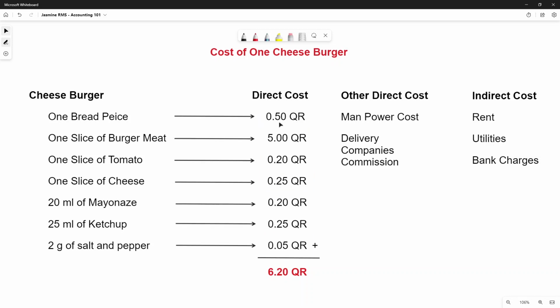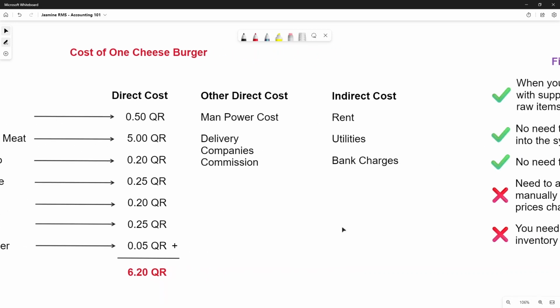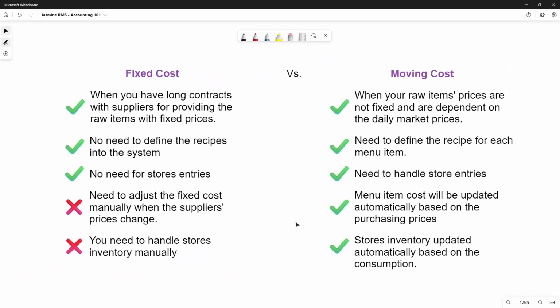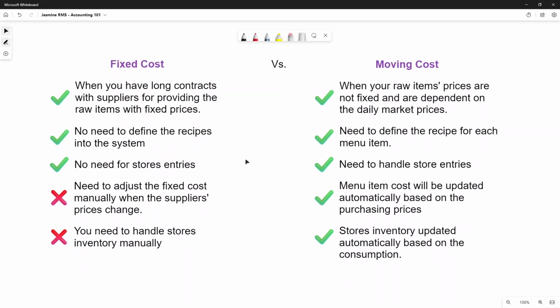So where do those costs come from? We have two scenarios to calculate those costs, the direct cost of the ingredients. Those two scenarios, we call them fixed cost and moving cost. So we have fixed cost and we have moving cost for the ingredients of any menu item. So when do we use the fixed cost scenario and when do we use the moving cost scenario?